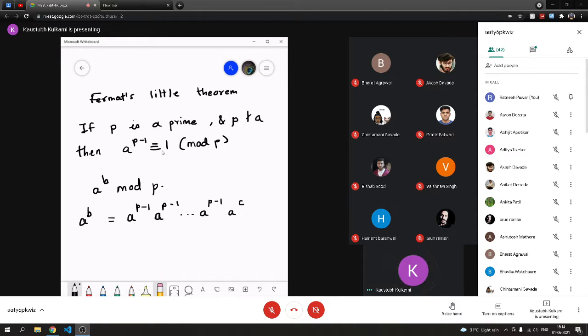So this c is nothing but b mod p minus 1. Okay. So we want to calculate a raised to b mod p, but we actually find out a raised to c. Okay, c is nothing but the remainder which is left after we divide b by p minus 1, and ultimately we end up calculating a raised to c mod p.